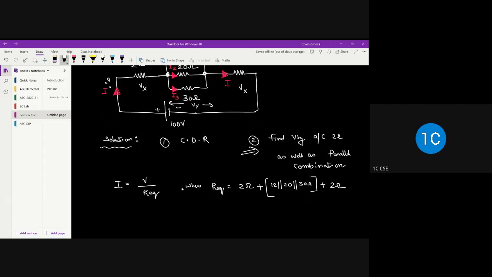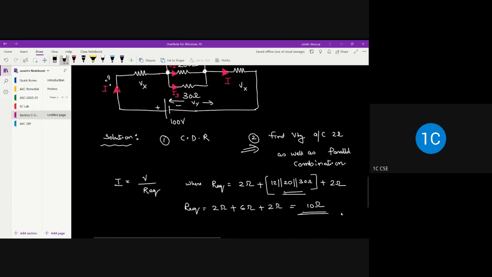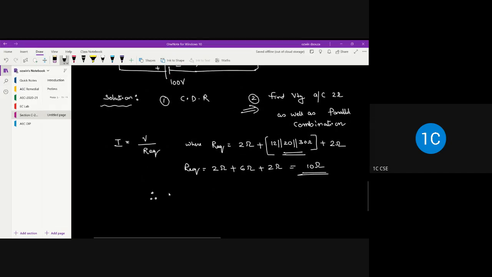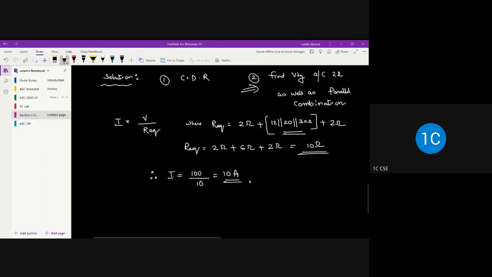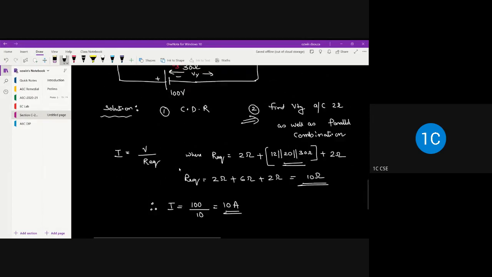So R equivalent is equal to 2 ohm plus the parallel reduction, which gives you 6 ohm, plus the remaining 2 ohm. So that's 10 ohm. Therefore, main current I is equal to voltage by resistance. That is 100 divided by 10, and that is 10 amperes.